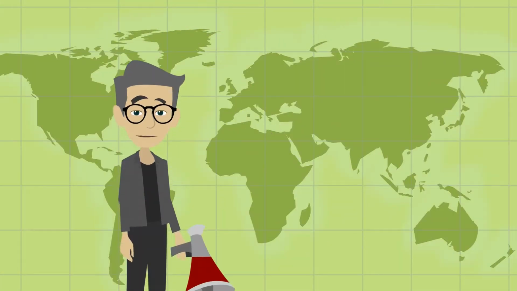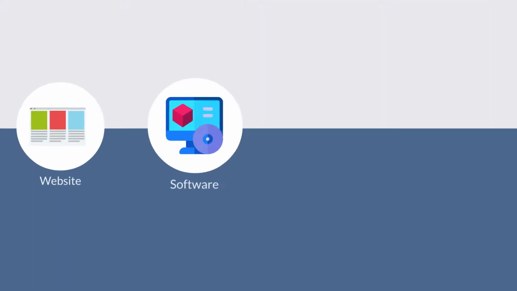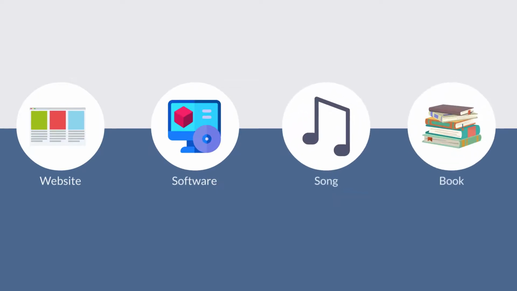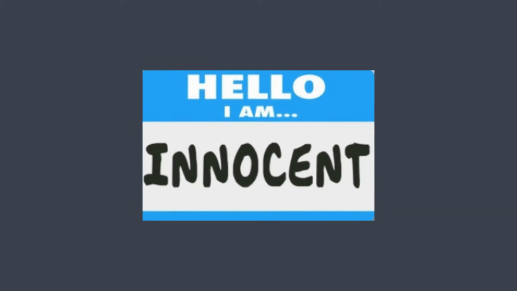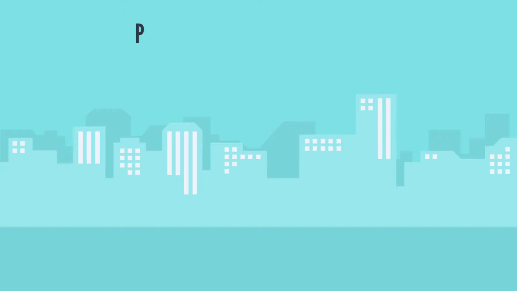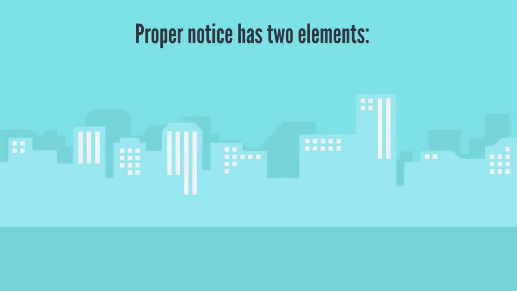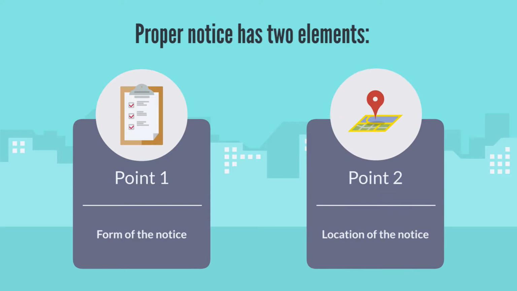Tip: make sure you provide a proper notice to the world about your copyrightable content, whether it is your website, your software, your song, or your book. Doing so disarms future infringers from an assertion of innocent infringement to reduce the financial damage they have to pay you. To provide a proper notice, two things are important. First, form of the notice, and second, the location of the notice.